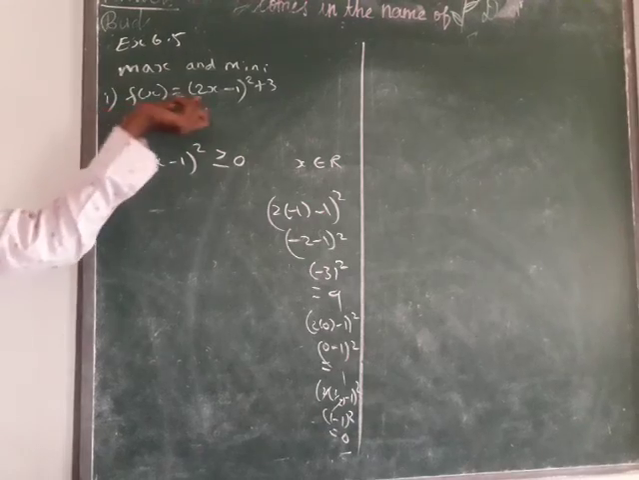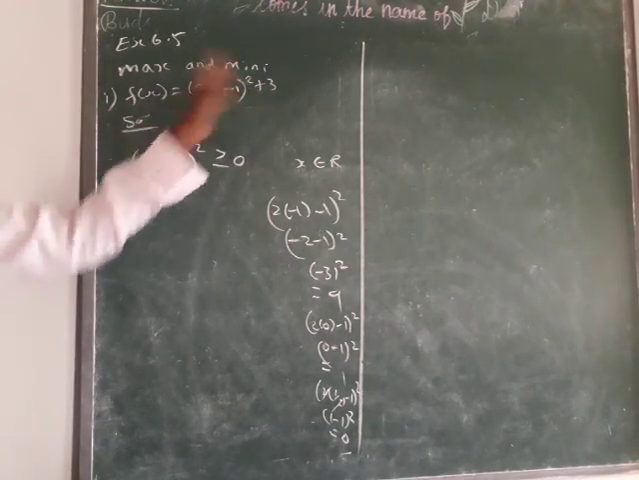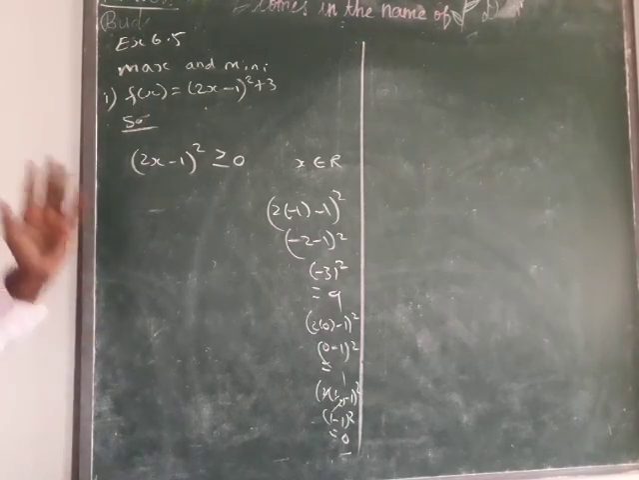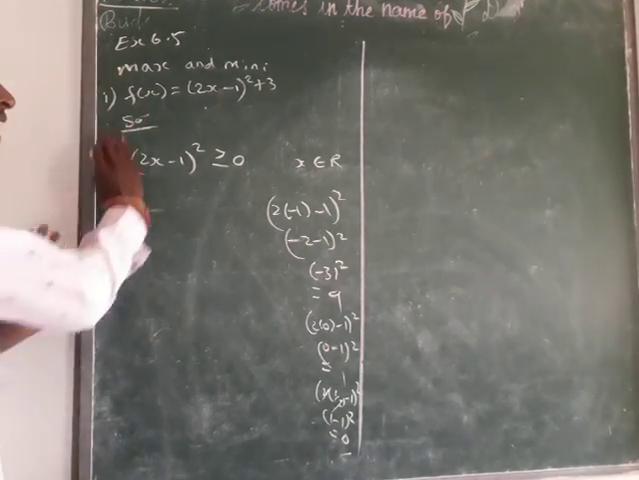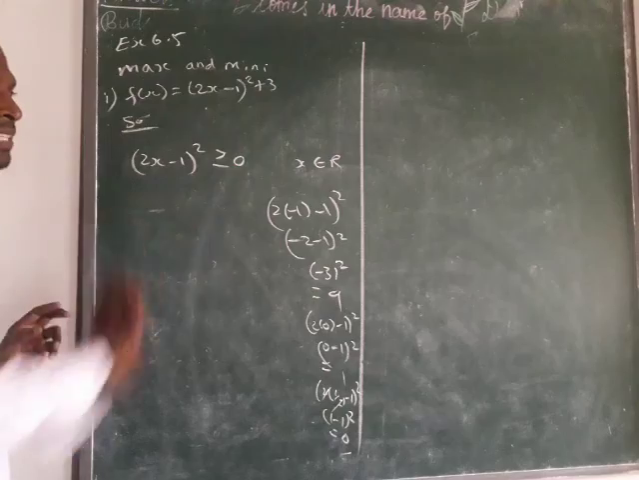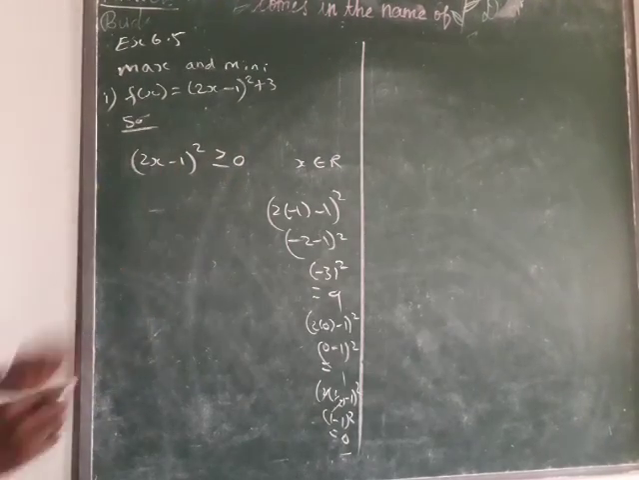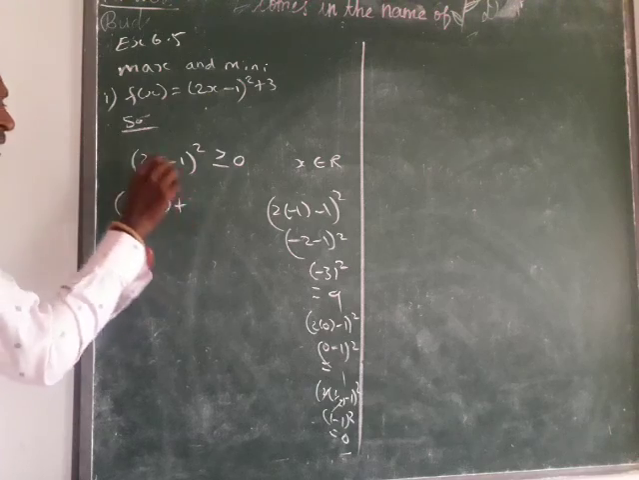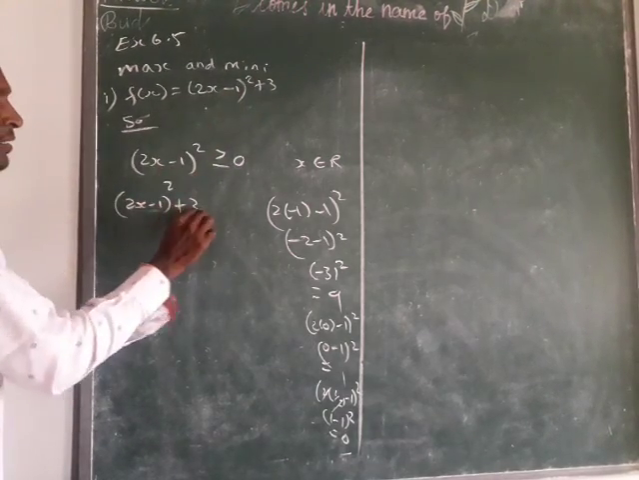The given is f(x) = (2x - 1) the whole square plus 3. So I want to convert this into the given function. What do I still need? I have the entire x term, and I have to add plus 3. So you can add plus 3 on both sides. So (2x - 1) the whole square, I have to increase by 3.